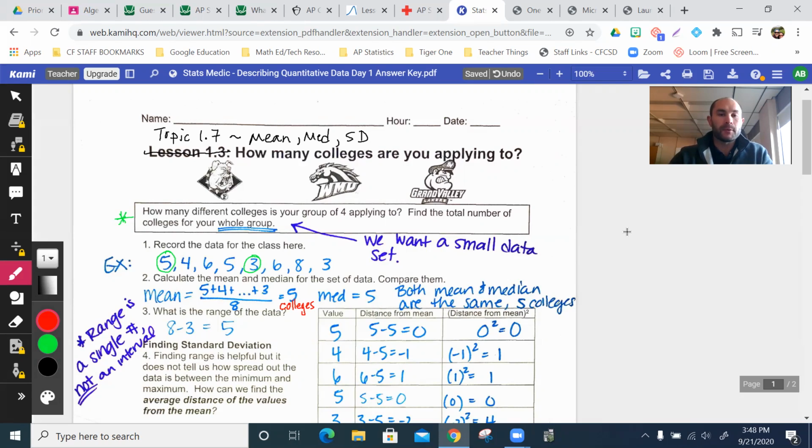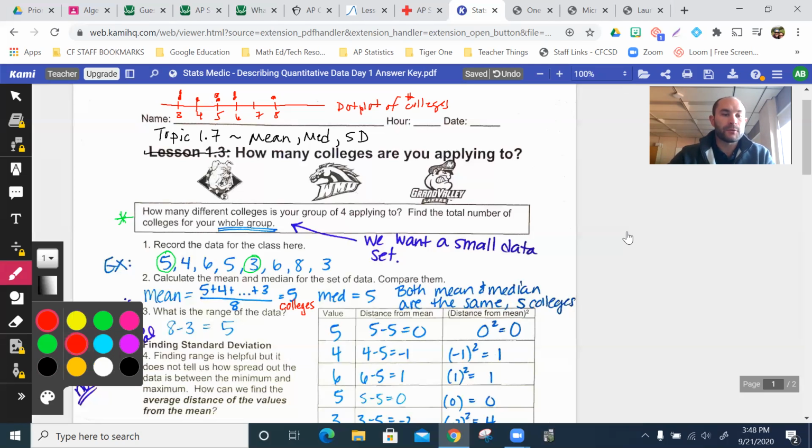There isn't a lot of room on this paper, so I'm going to draw a little dot plot up here. Dot plot of the number of colleges. So we go from, let's say, 3, 4, 5, 6, 7, 8. So we had a 5, 4, 6, a 5, 2 3s, another 6, and then an 8. Okay, so that's our distribution for this class.